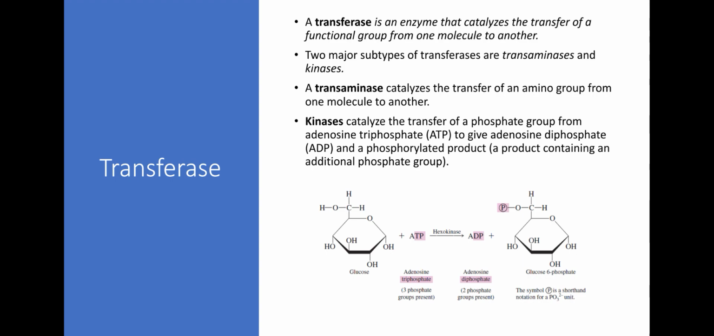As you can see in the illustration below, the substrate is glucose while the enzyme is hexokinase. Its action is to transport or transfer the phosphate group from the ATP to one of the carbon rings of the glucose, forming glucose 6-phosphate. So your ATP now is being reduced to ADP.